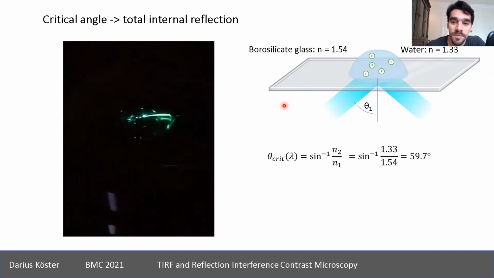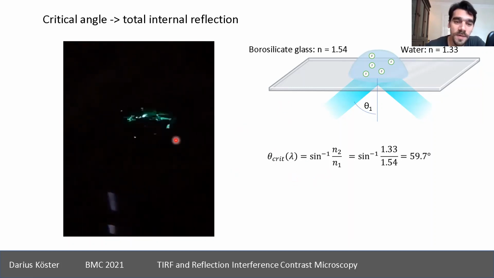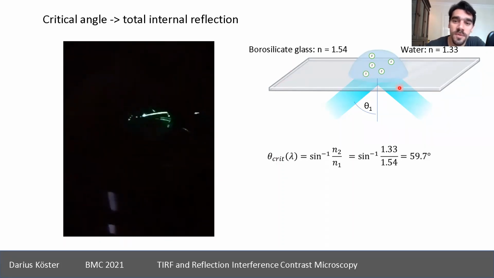Okay. There we go. Just to give you an idea, in this kind of setting, where we have an interface of glass, which has a refractive index of 1.54, and water, with a refractive index of 1.33, you can now calculate the critical angle. You have to take the inverse of the sine of that ratio, 1.33 divided by 1.54, and that's about 60 degrees. Okay, so this is just to give you an idea.